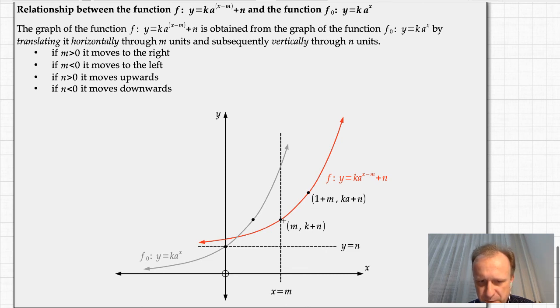There is the correspondence between some points, so this point on the gray function corresponds to this point on the red one. So it's shifted by m units in the positive horizontal direction, and by n units in the vertical positive direction. And this point corresponds to this one, and the translation is actually the same. So this is it. We will now try to use it shortly in exercises.